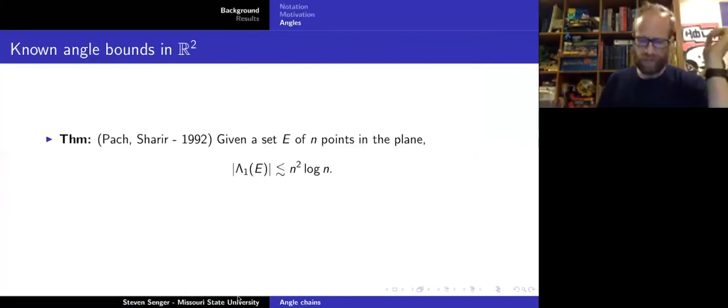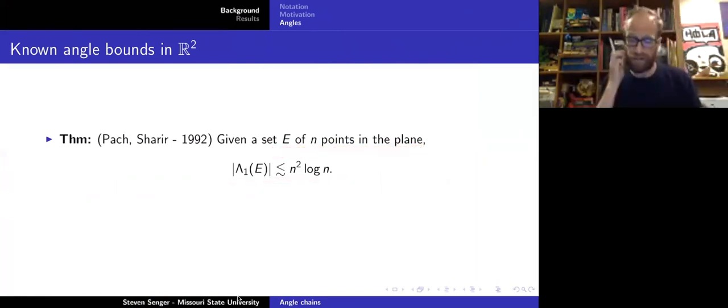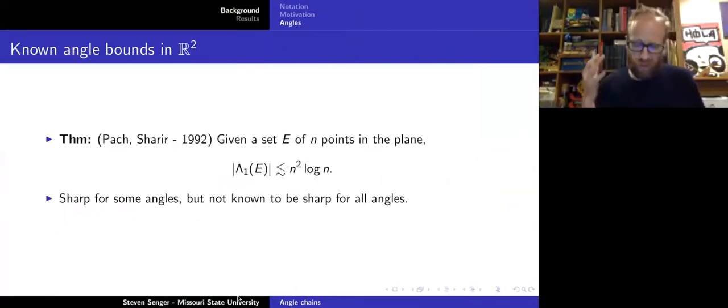Okay, so in 1992, Pach and Sharir showed that if E is a set of endpoints in the plane, then the number of times that a particular angle can occur is no more than n squared log n. This is sharp for some angles. It's not known to be sharp for all angles. So they can construct sharpness examples for certain angles, but not for all of them.